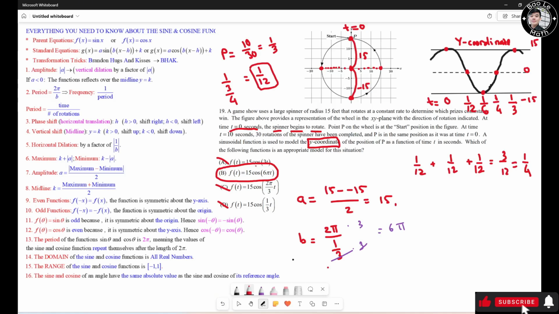And you look at this one, this is a cosine function. Yes, it starts from the maximum value right here, right? Cosine function always starts at the maximum value, right? Sine function always starts at the midline, right?